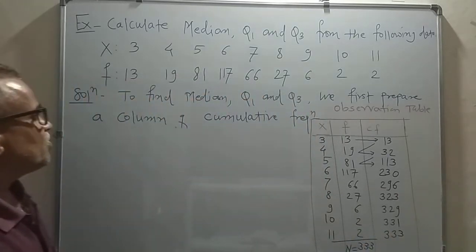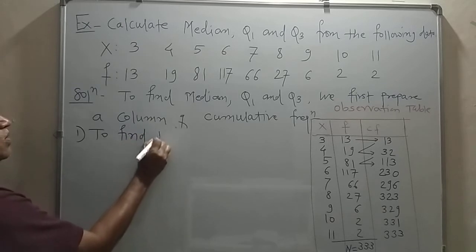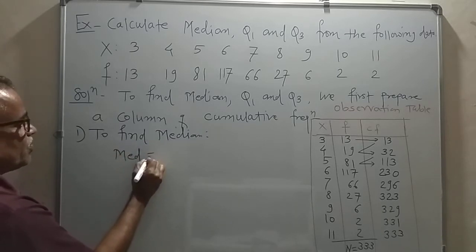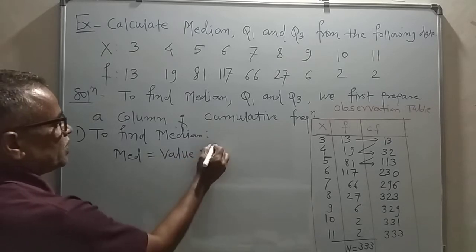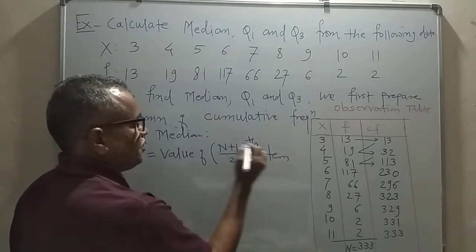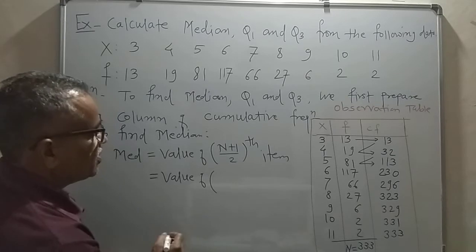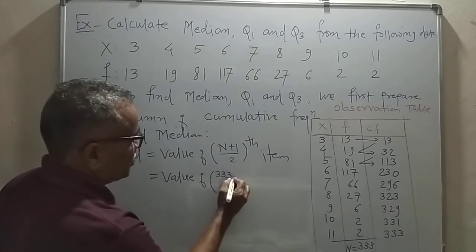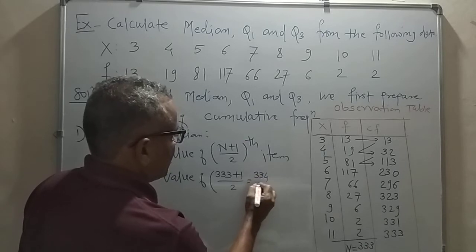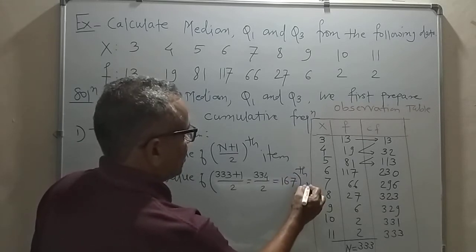Now use the formula for computing all these terms. First is to find the median. The formula is: median is equal to the value of (n plus 1) divided by 2 th observation. Here capital N is nothing but the sum of frequencies, so 333 plus 1 divided by 2 is equal to 334 divided by 2, which is equal to the 167th item.